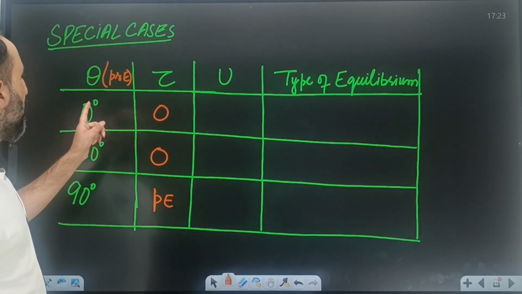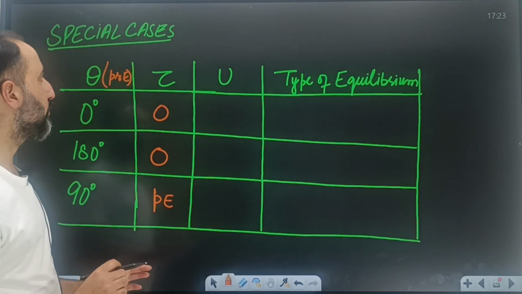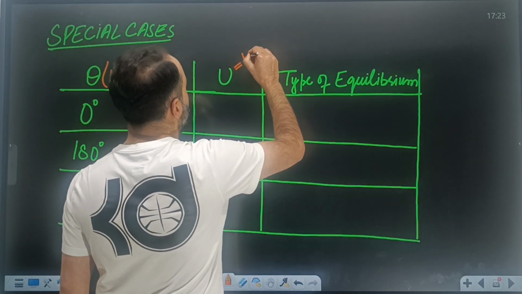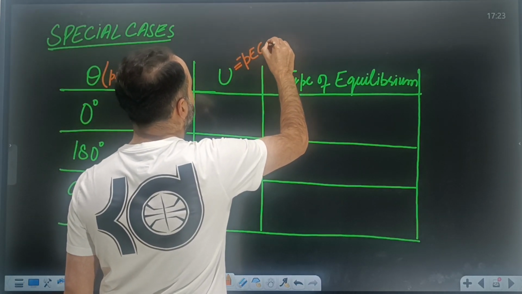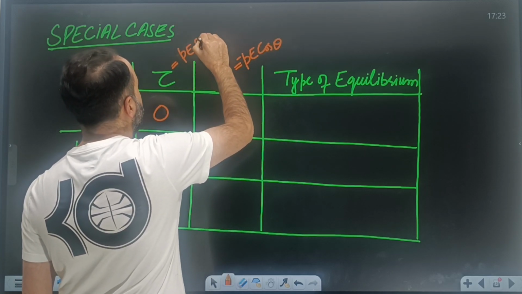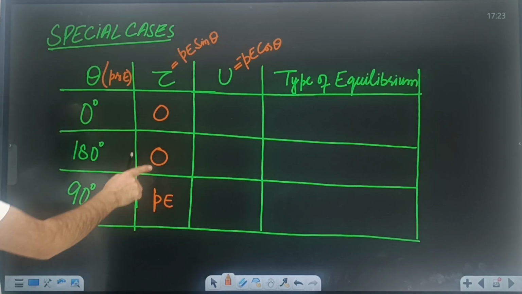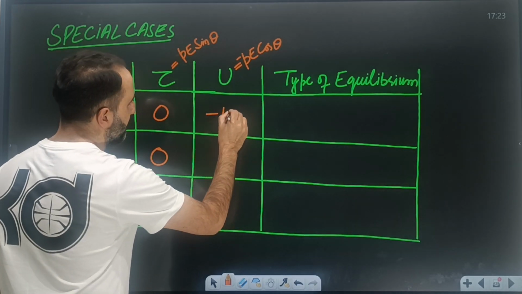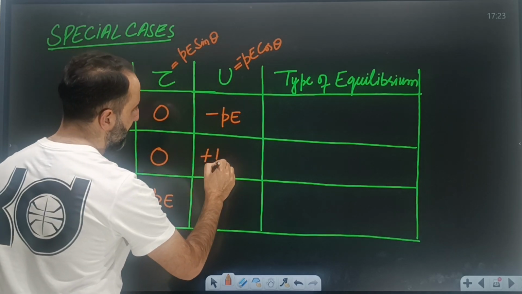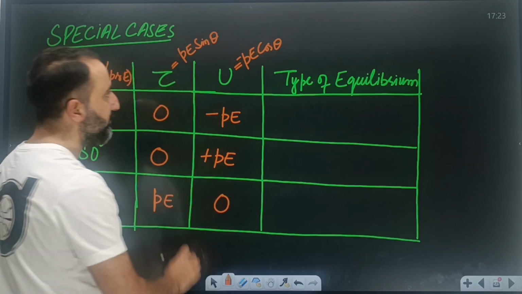Now potential energy. What is the potential energy equal to? You know this, it is equal to minus PE cos theta. And torque is equal to PE sin theta. So cos 0 is 1, so potential energy is equal to minus PE. And cos 180 is minus 1, so potential energy will be equal to plus PE. Cos 90 is equal to 0, so potential energy will be equal to 0.